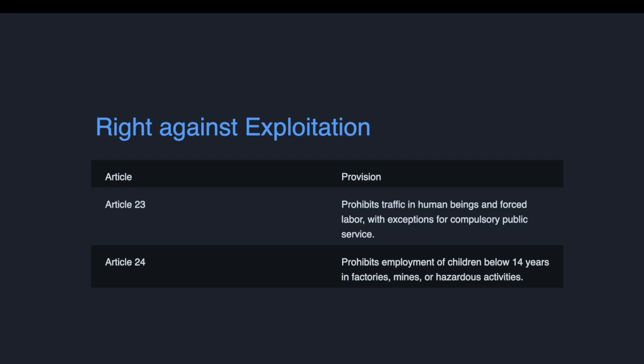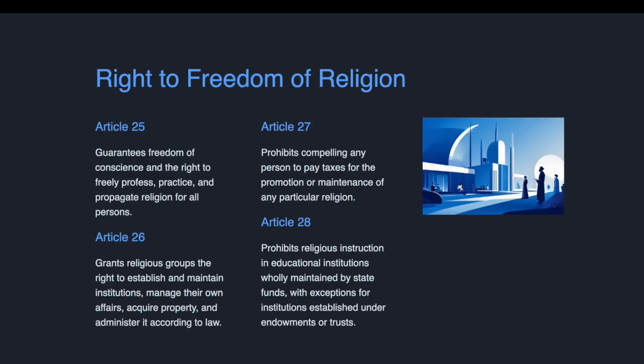Article 23 is also known as the right against exploitation. It prohibits traffic in human beings and forced labor, with an exception for compulsory public service. Article 24 prohibits employment of children below 14 years in factories, mines, or hazardous activity. Now, the right to freedom of religion includes Article 25 to Article 28.